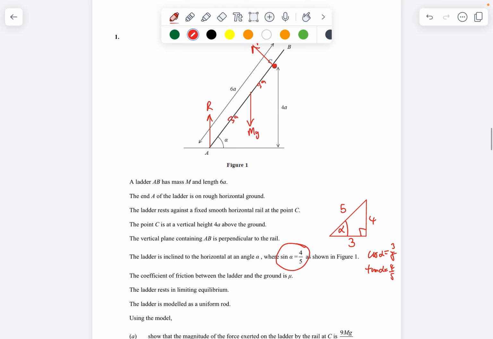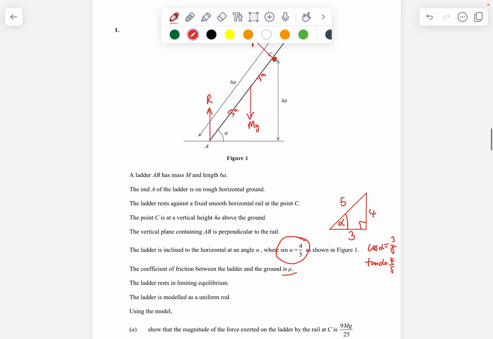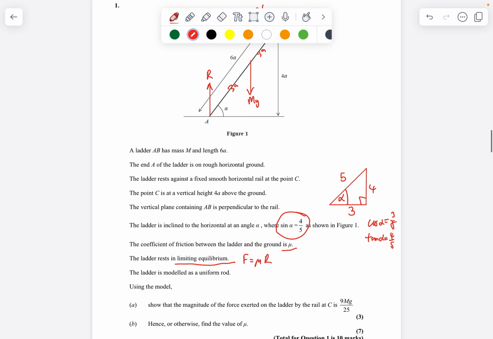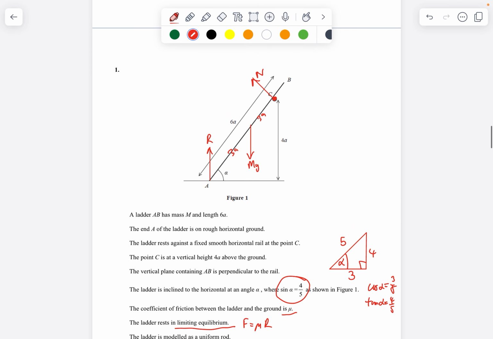We've got a coefficient of friction between the ladder and the ground of mu, and it's in limiting equilibrium. So that means that F must be equal to mu R. Now, we're going to show the magnitude of the force exerted on the ladder by the peg at C is 9mg over 25. Follow the same way we solve all these problems. First thing I'm going to do is take moments about A, and then find N, the reaction at C.